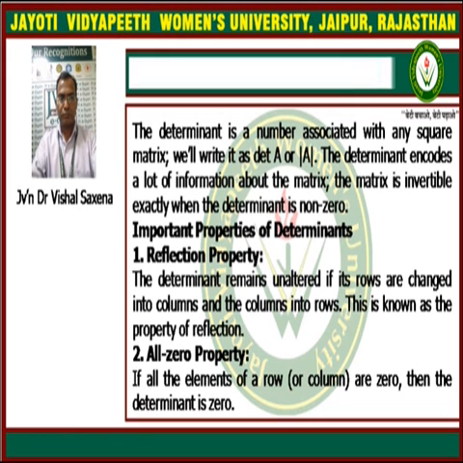Second is the all zero property. If all the elements of a row or column are zero, then the determinant is zero.